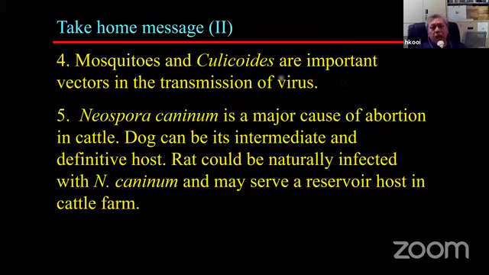And how do you prevent this? Well, it has been said, but not really proven, that you can grow plants around your cattle farm that mosquitoes don't like. So this is where alternative medicine comes in. And Neospora is a major cause of abortion in cattle. Dogs can be its intermediate and definitive host. Rats could also be naturally infected with N. caninum and serve as a reservoir host.